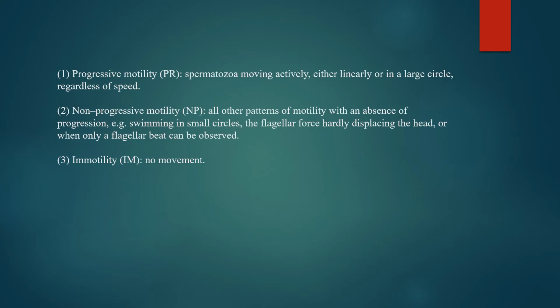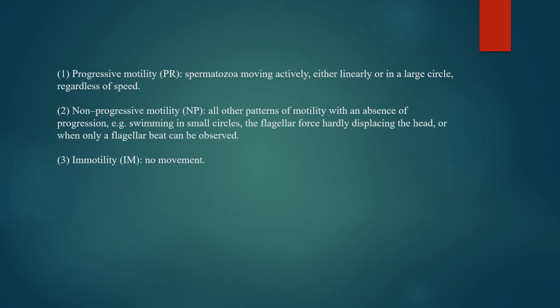There are three types of motility. The first is progressive motility. In this, spermatozoa move actively, either linearly or in a large circle, regardless of speed. The second is non-progressive motility: all other patterns of motility with an absence of progression. For example, swimming in a small circle, the flagellar force hardly displacing the head, or when only a flagellar beat can be observed. This is also known as sluggish sperms. In this, the sperms are moving round and round. They are not moving in a forward direction.